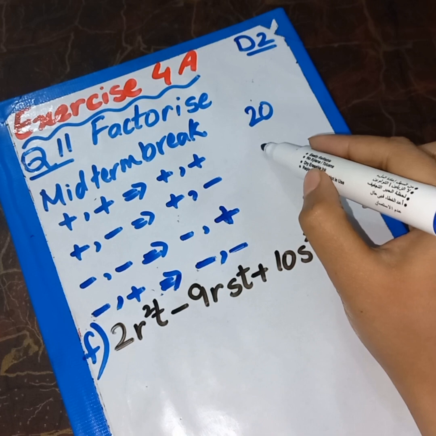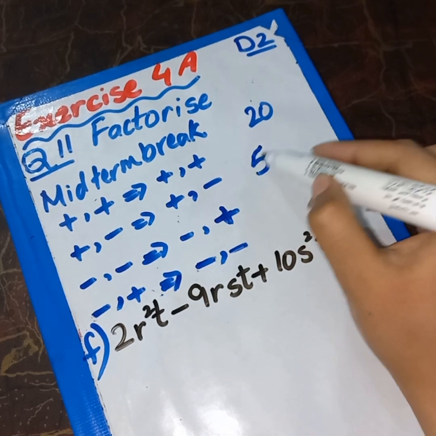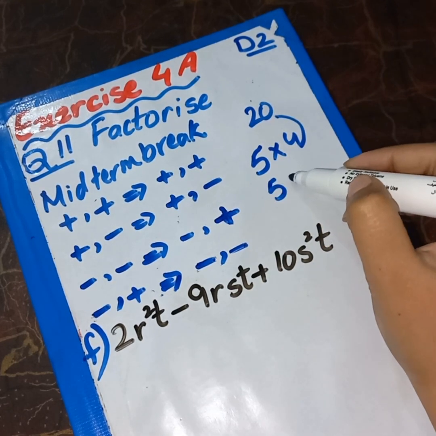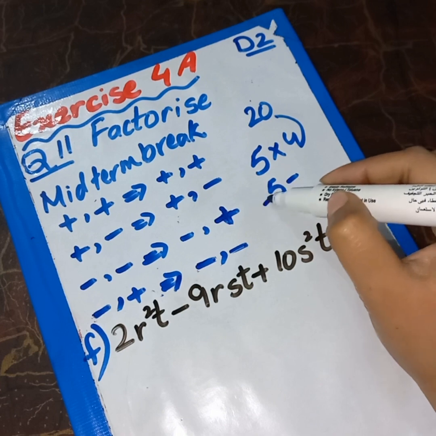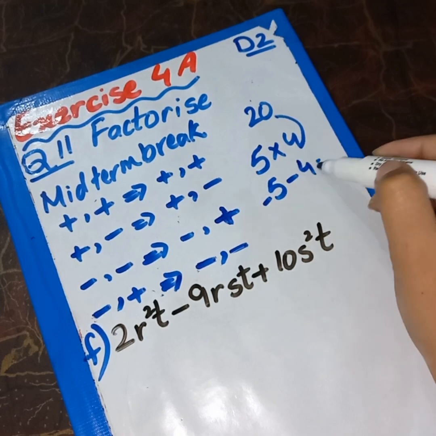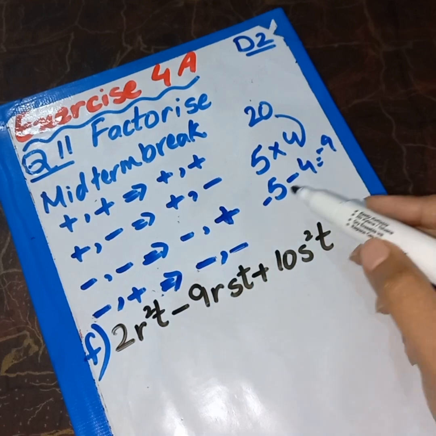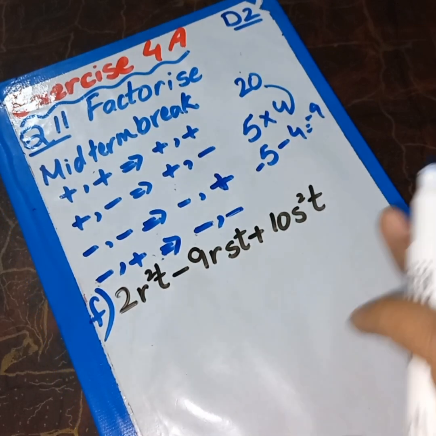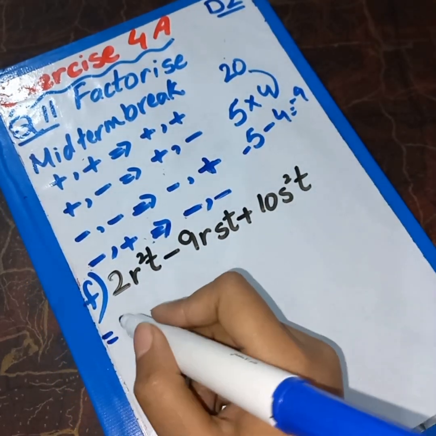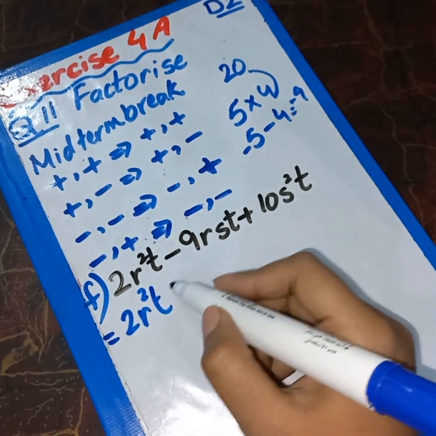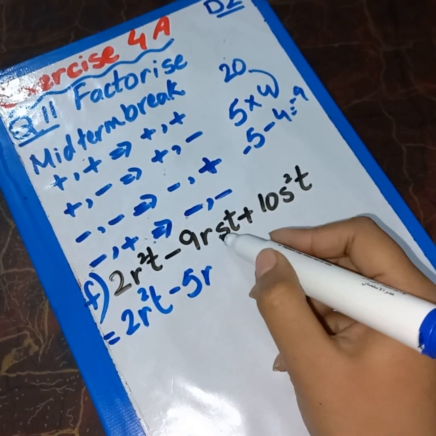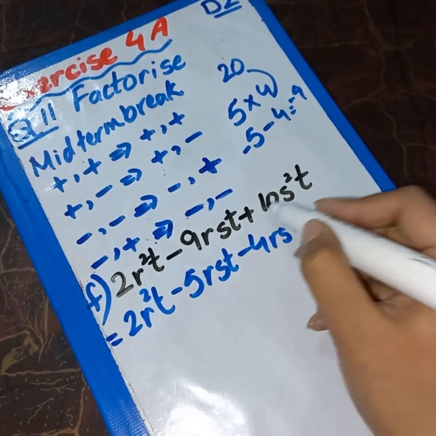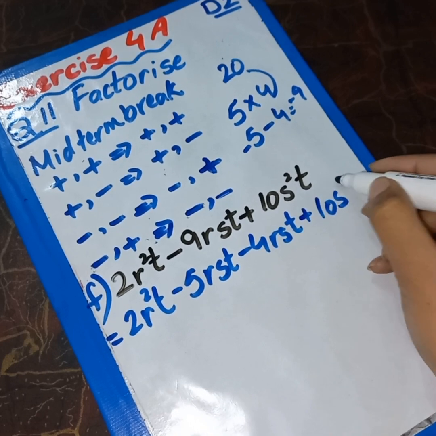So you can say 5 fours are 20, and 5 plus 4. In other words, minus 4 and minus 5, and minus 5 minus 4 will give me minus 9. That is required, which is a requirement of my question right now. This pair is more appropriate. So let's start. 2r square t minus 5, whatever the variables are of the middle term, rst, minus 4 rst, and plus 10s square t will be written as it is.